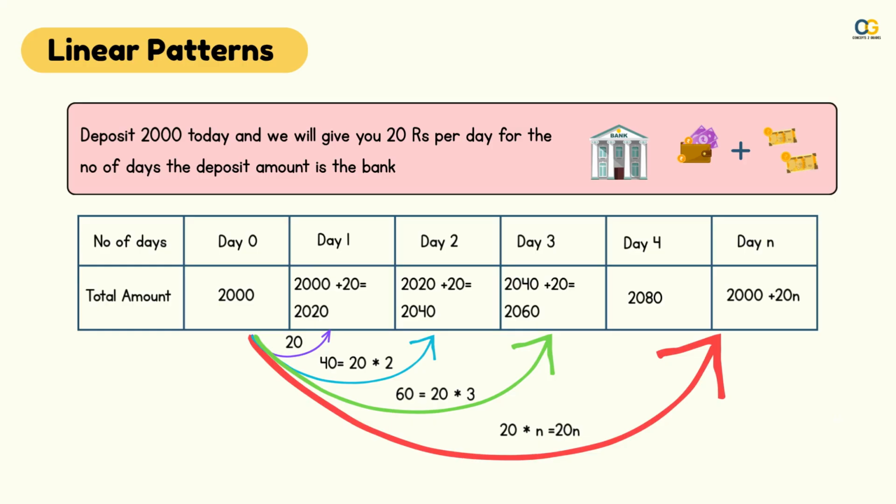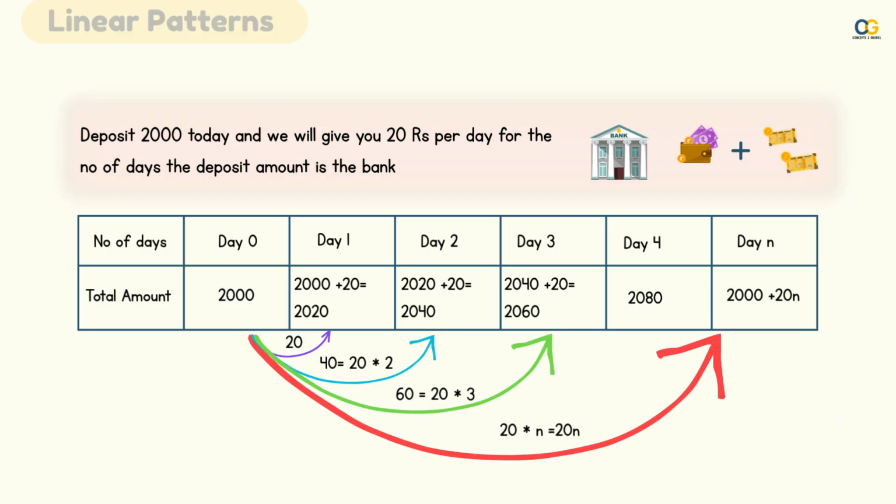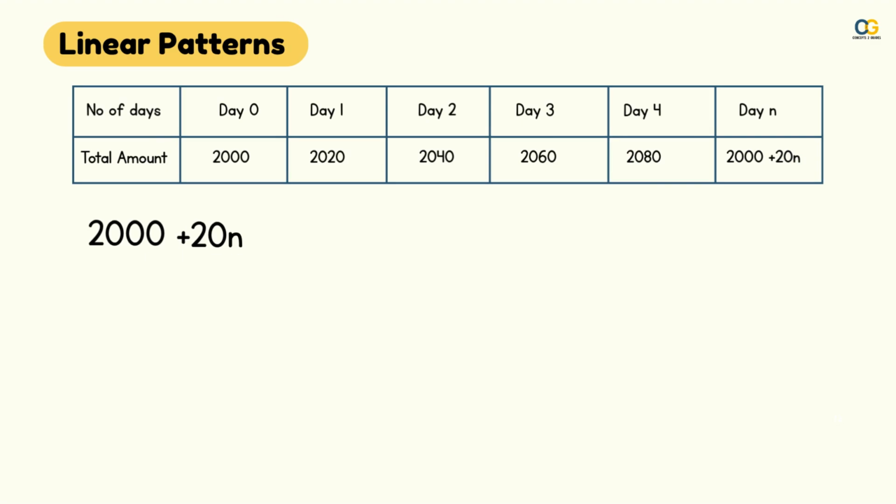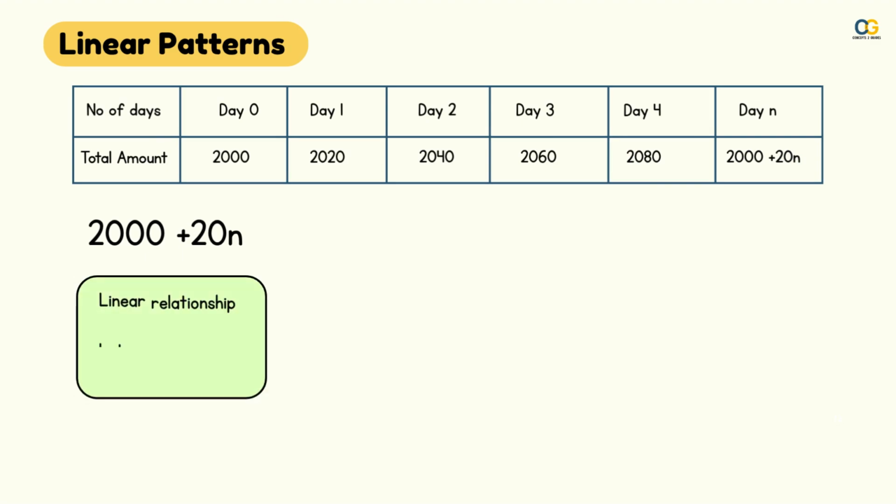This is a linear pattern where each part of the sequence, that is 2000, 2020, 2040, 2060, and so on, increases by the same amount of 20. This 2000 plus 20n is called a linear relationship between the number of days and the total amount.